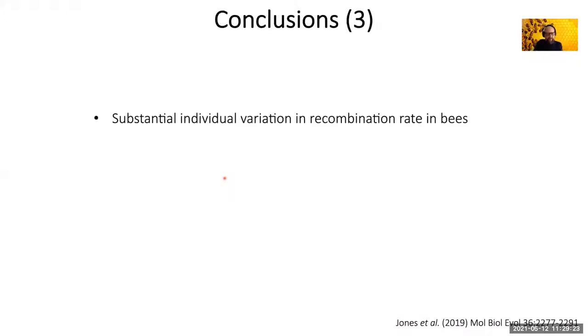So in conclusion, we see that there is substantial individual variation in recombination rate in bees, which can be a possible raw material for selection, and that it has a high heritability.